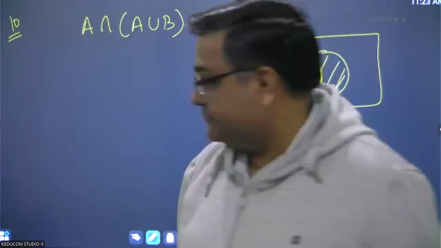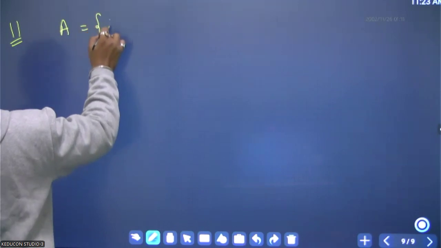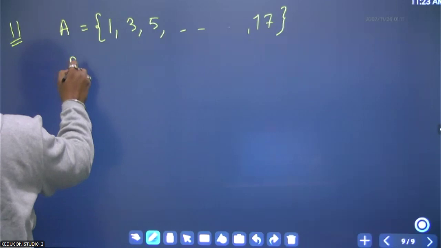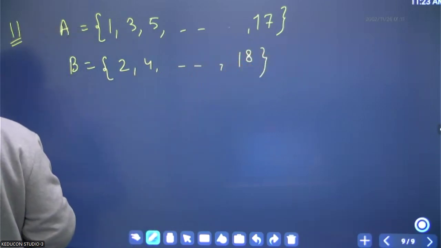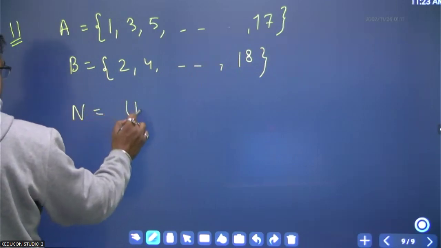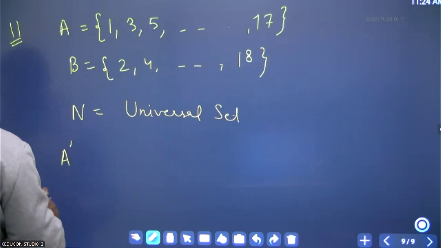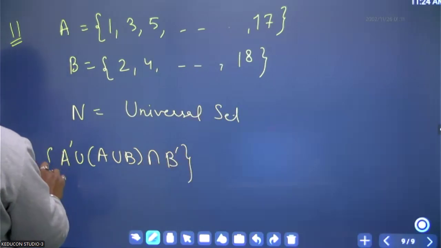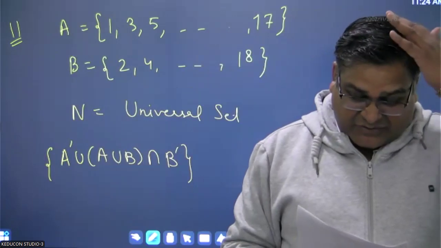Next is question number 11. If A is the set 1, 3, 5 up to 17, and B is the set 2, 4, and so on, and N, the set of natural numbers, is the universal set. Then we have to find A dash union (A union B), right?